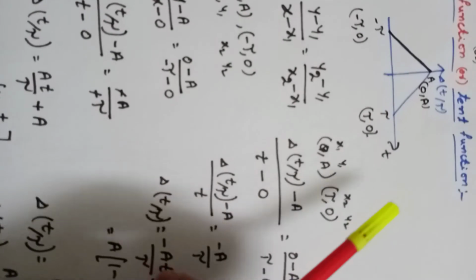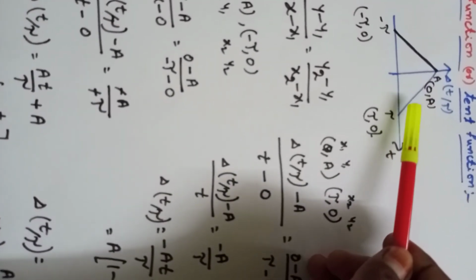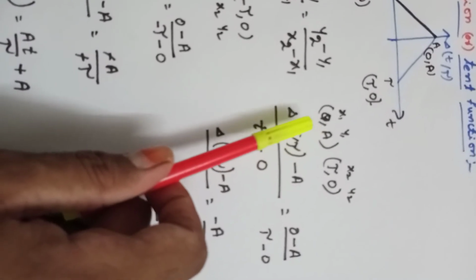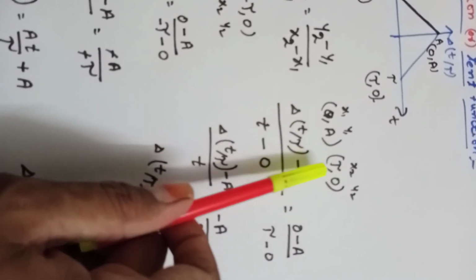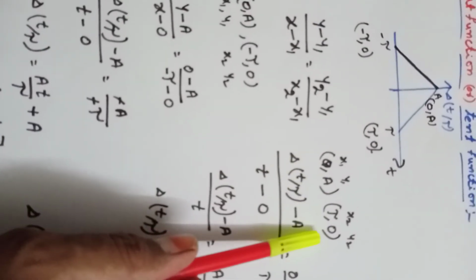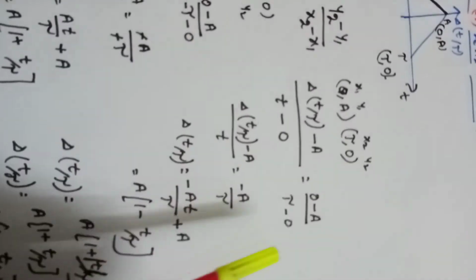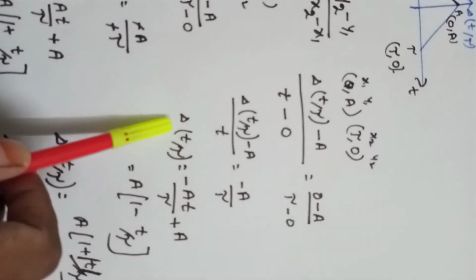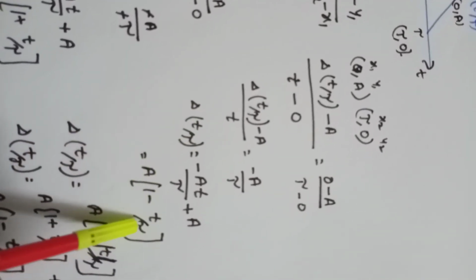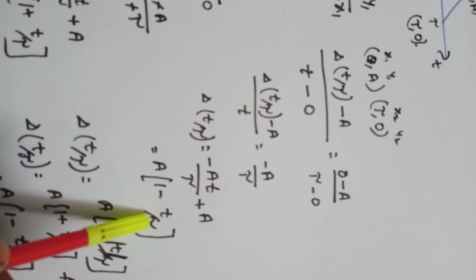Similarly, we find the right side equation also. Here on the right side the points are 0 comma A and tau comma 0. We substitute these points in this equation, and we find del of t by tau equal to A into 1 minus t by tau.